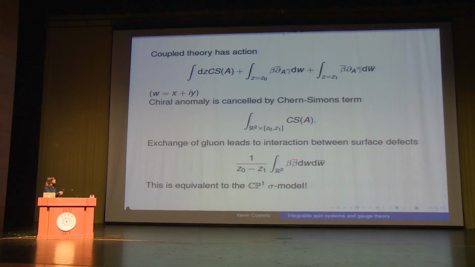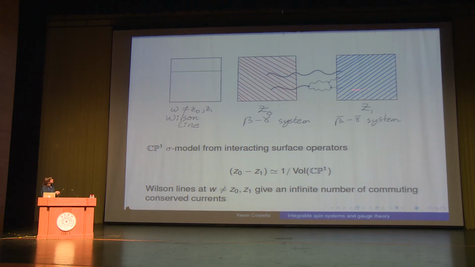Now, if you think about what happens when we integrate out the gauge fields, the exchange of a single gluon will lead to this beta-beta bar term. Well, if you take a beta gamma system and a beta bar gamma bar system and add on a beta beta bar interaction, that is nothing but the actual physical sigma model on CP1. So the picture is, here we have a chiral theory, here we have an antichiral theory. They exchange gluons, which leads to a full two-dimensional theory.